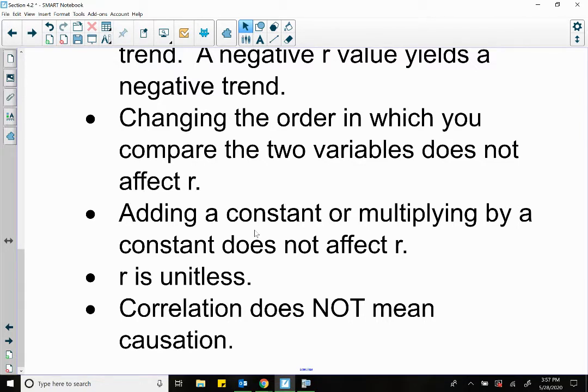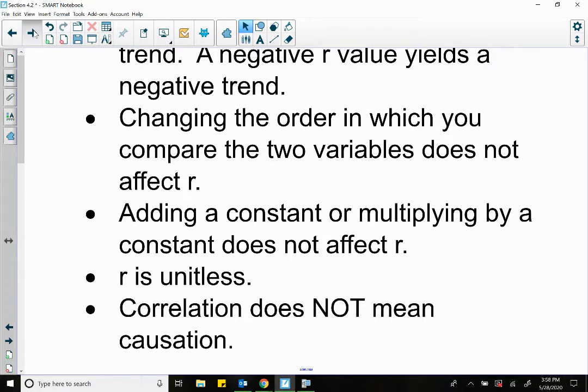Know that R is unitless. It doesn't contain any units. It's basically just a number that tells you the strength. Also, please understand, I think I stated this in 4.1, but I'm going to state it again. Just because there's a correlation, just because it might be really strong or really negative, a strong negative, does not mean those two things cause each other. So just because we have a correlation, it does not mean causation. And again, I'm going to give you an example of that here in just a moment.